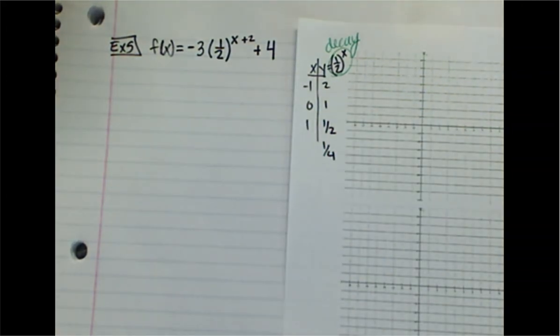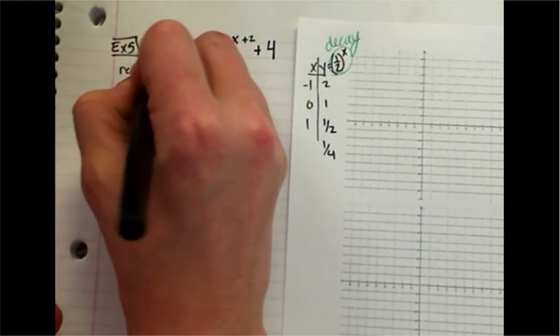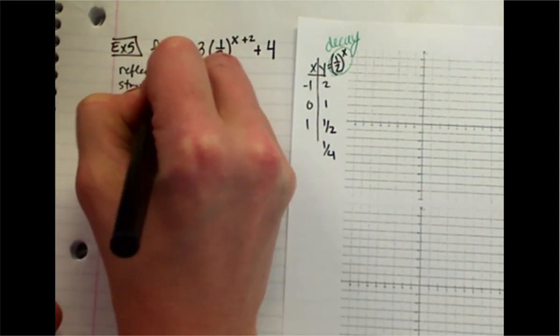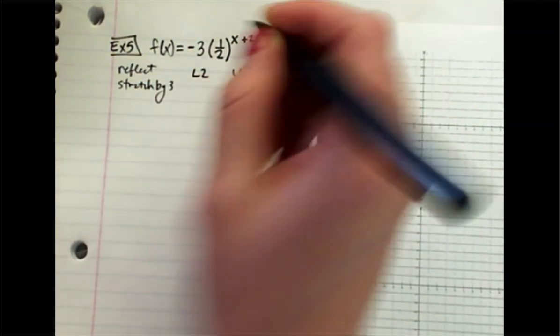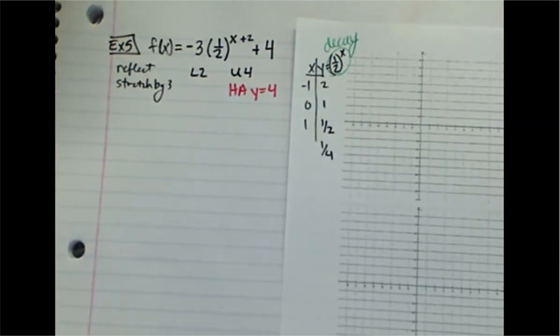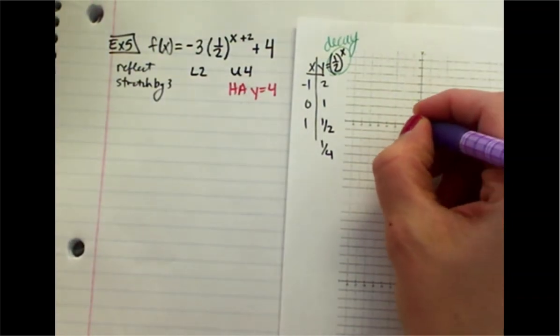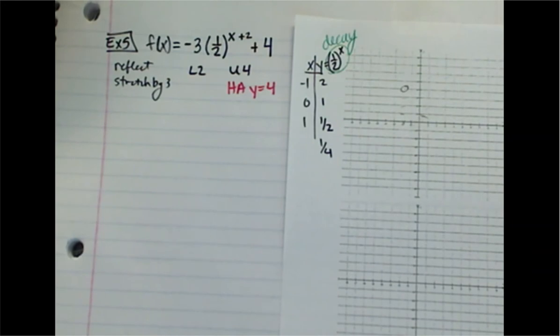Okay, so let's see. I'm going to write down my transformations. We get a reflect and a stretch by 3, a left 2, and an up 4. Oh, up 4, HA, y equals 4. That horizontal asymptote is still 4, even if you reflect. Okay, let's take our center, and let's move our center and put our points on. Left 2, 1, 2, 3, 4. Okay, so there's the place I need to put everything on the graph from. Left 2, up 4, HA.